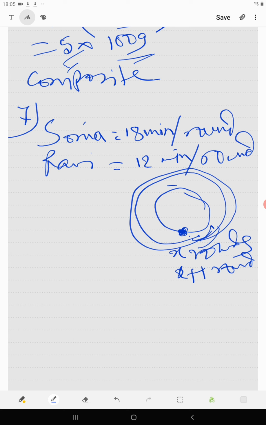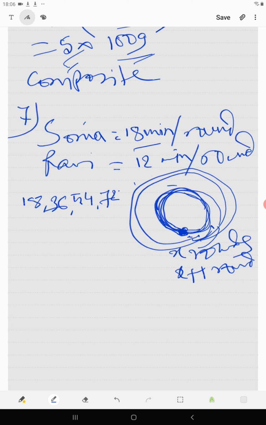Okay, that means Sonia is covering 18 minutes, right? So for the first round to complete she needs 18, for the second round she needs 36, and to complete the third round she will take 54. I'm talking about the starting point. So first time 18, second time 36, third time 54. So at 54 she will again be at the same point, then 72, like this it will go.